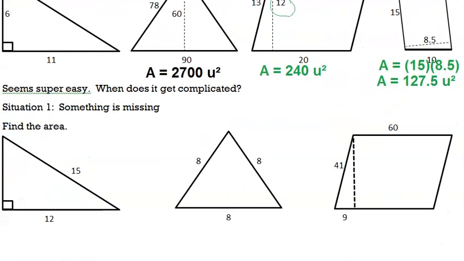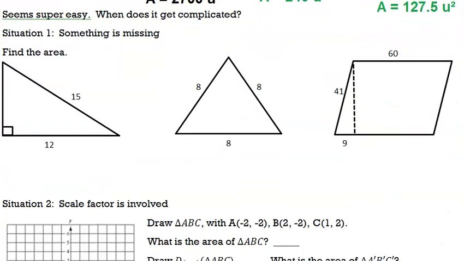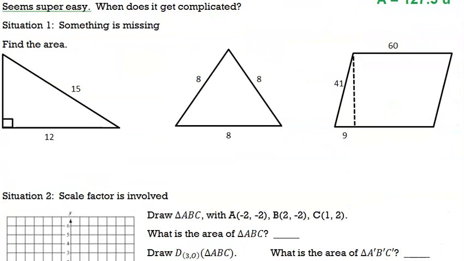Okay. Now that doesn't seem like it's too bad. When does it get complicated? Well, sometimes they don't give you enough information. You know, it says find the area. So this next example, we've got ourselves a triangle. It's a standard triangle, and the area of a triangle is 1/2 base times height.